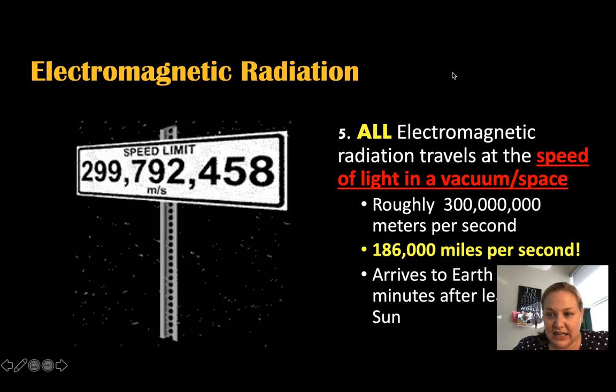So all electromagnetic radiation travels at the speed of light in a vacuum. Space is considered to be a vacuum. Roughly that translates to 300 million meters per second. Okay, so it's really, really fast. It's 186,000 miles per second. And it also means that the Earth receives light from the sun 8 minutes after it leaves.